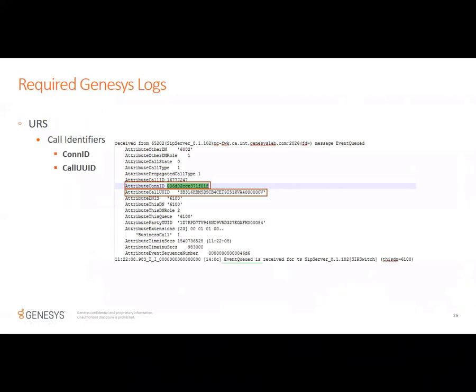Next is URS. URS has similar call identifiers such as con ID and call UUID. This can be used to track the calls through your logs to make sure that SIP Server and URS have matching logs, and now you can identify the issues of that call in both sets of logs. You can see here we have an acute event that comes from SIP Server with a matching call ID and UUID.